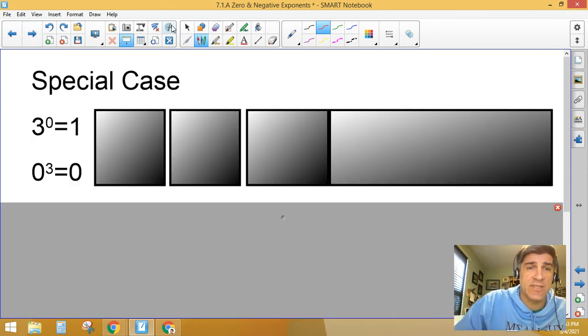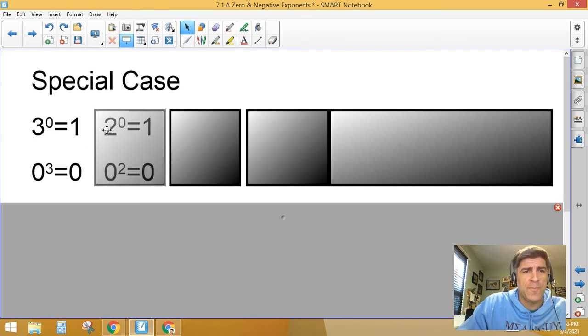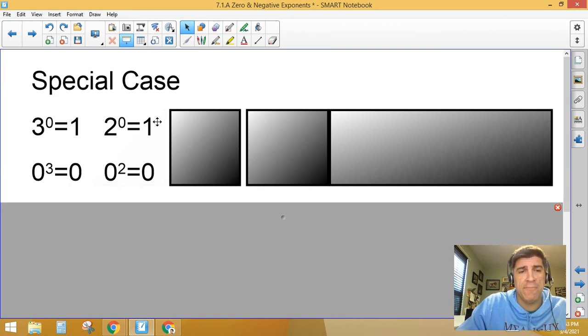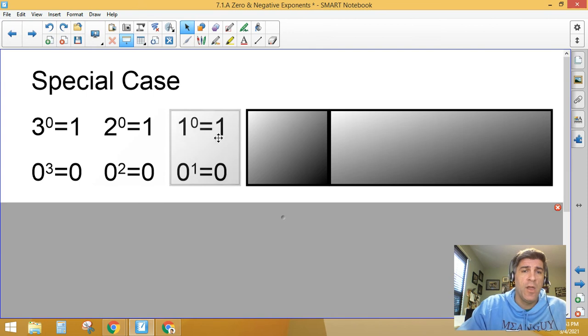Last little piece. This is a special case. We have 3 to the 0 power, that equals 1. I explained that. And 0 to the 3rd power equals 0. 0 times 0 times 0 is 0, right? And anything to the 0 power is 1, right? Well, watch. I'm going to decrease the exponent 3 to 2. Still true, right? Do the same thing here. 1 to the 0 is 1. 0 to the first is 0.